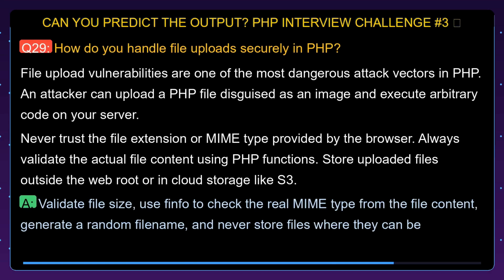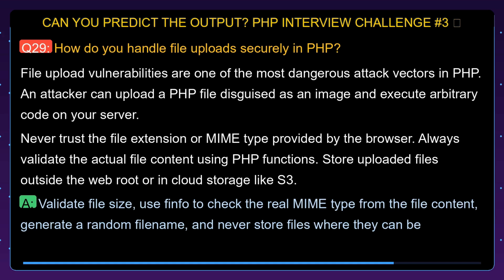Q29. How do you handle file uploads securely in PHP? File upload vulnerabilities are one of the most dangerous attack vectors in PHP. An attacker can upload a PHP file disguised as an image and execute arbitrary code on your server. Never trust the file extension or MIME type provided by the browser. Always validate the actual file content using PHP functions.